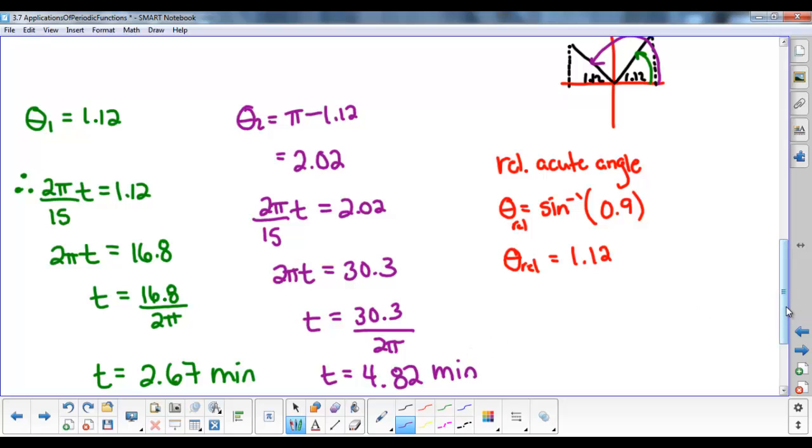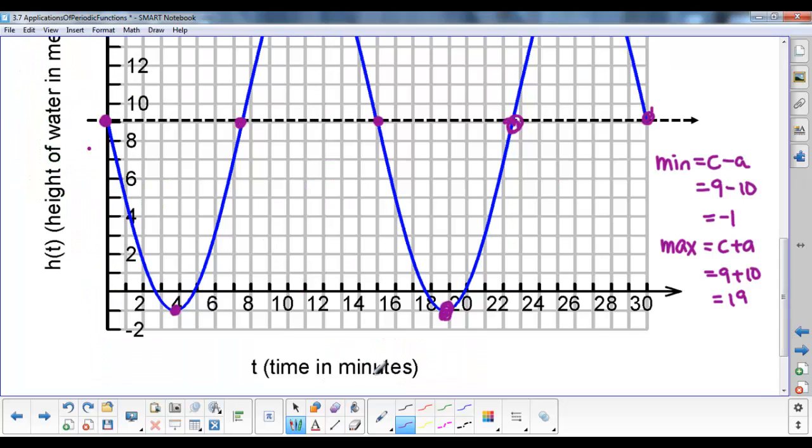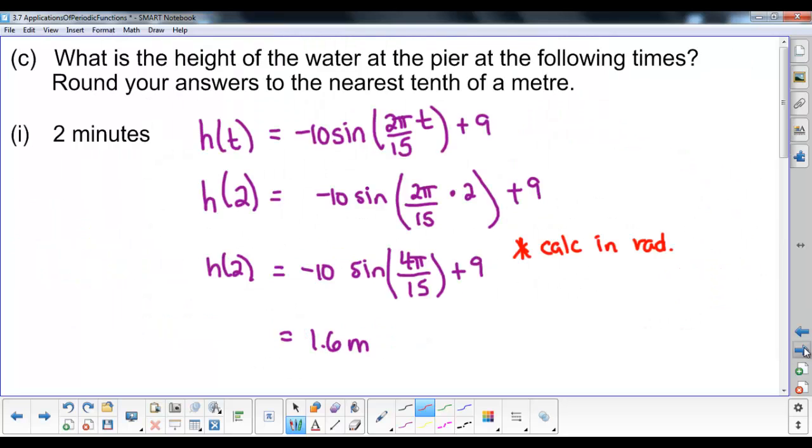Again, a good way to check is to take a look at the graph that we produced earlier. Well, here is our water level of 0 right along the x-axis. You can see that right here and right here are the values that we came up with, about 2.7 and about 4.8 minutes. We'll just make one concluding therefore statement and we're done the question.